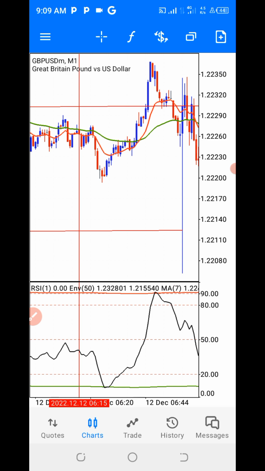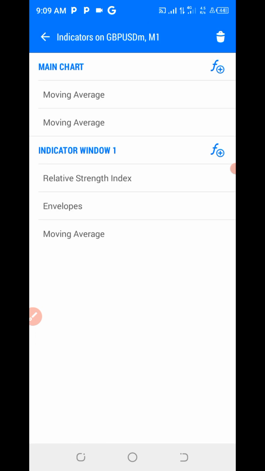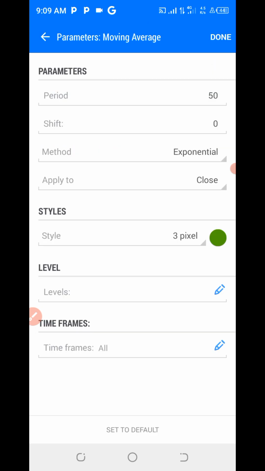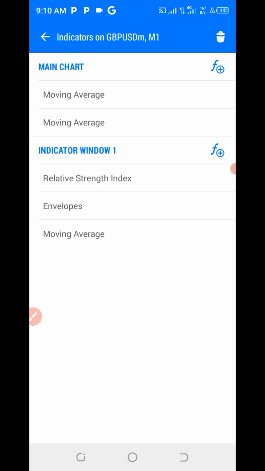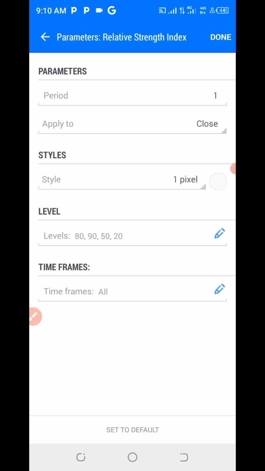Now we are basically going to be using two moving averages. The first moving average: the period is 50, shift is 0, method is exponential, apply to close. Once you are done, you click on done. The second one: the period is 13, shift is 0, method is exponential, apply to close. Once you are done, move down to the second indicator window.